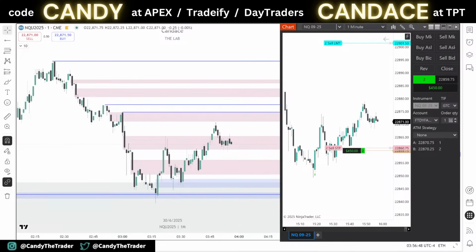Yeah, it won't be a losing trade since I put my stop loss to break even. So it's just either a break even trade or so boring.